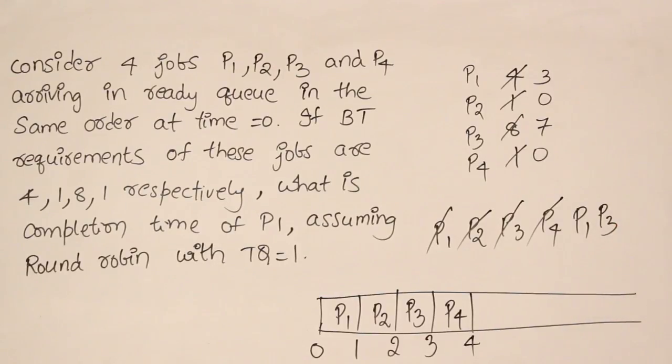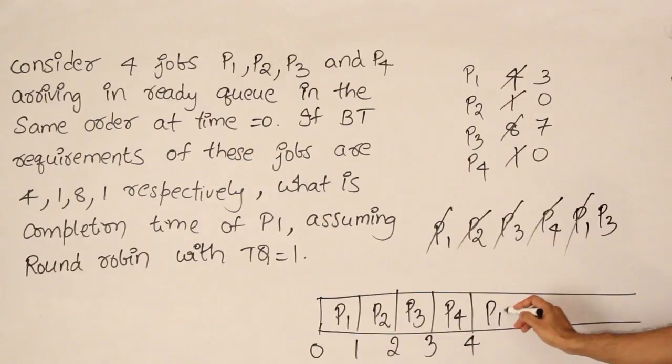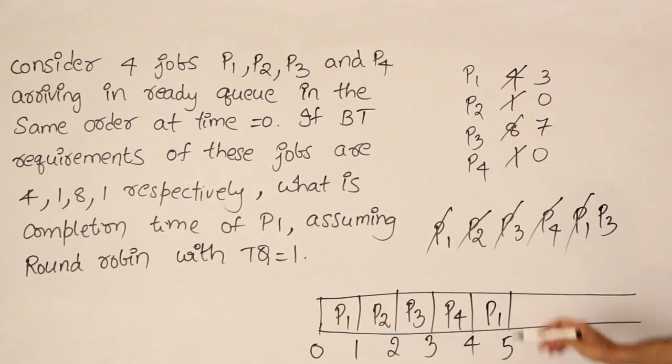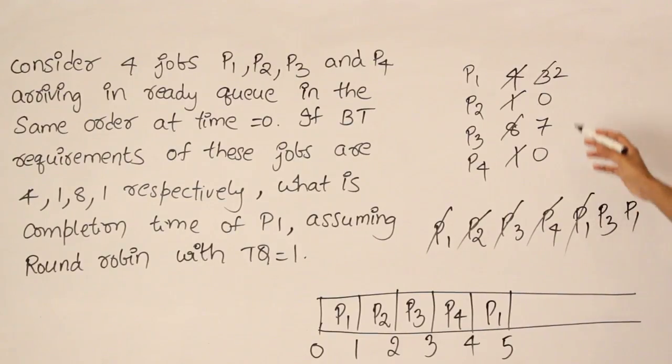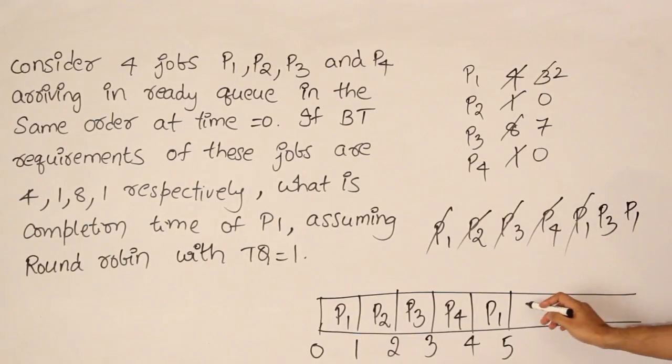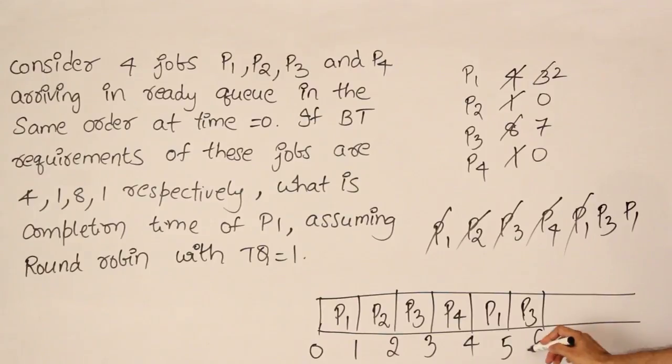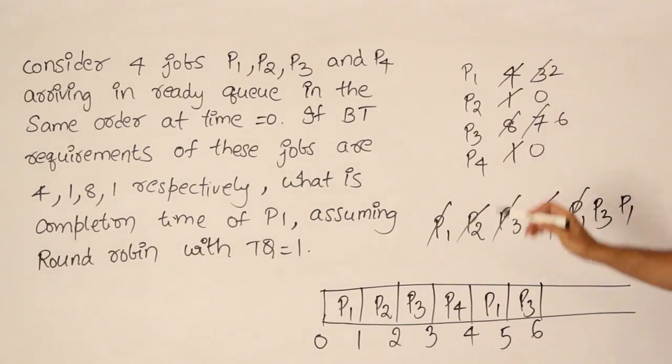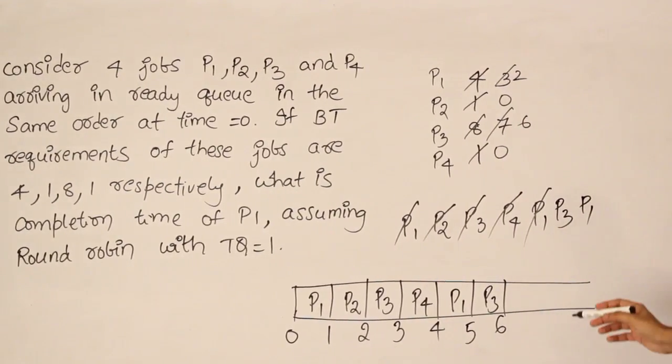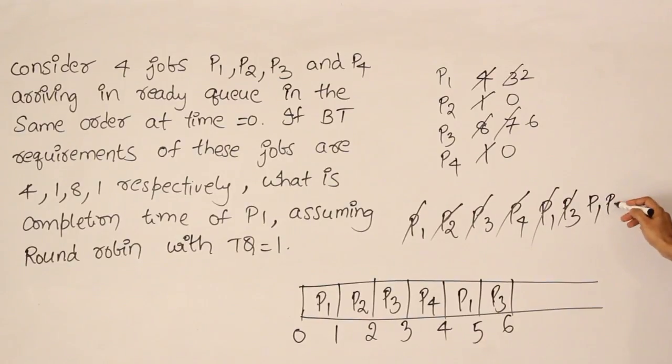Now I have only P1 and P3, right? Now next one chosen will be P1 here, and it will run till 5, and therefore its remaining time is 2. Should I put it back? Yes, because it requires 2 more. And next one that will be executed is P3. It will run till 6, therefore it will become 6. And then should I put it back? Yes, P3 will be there.